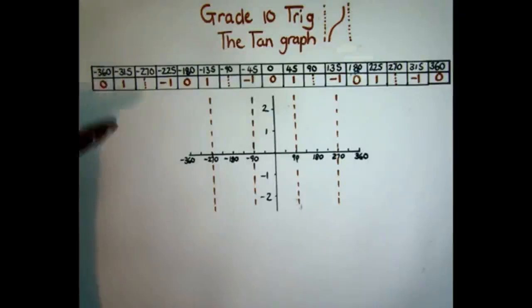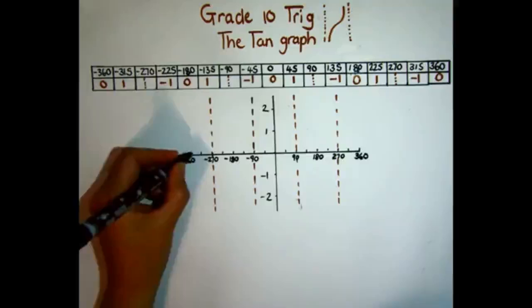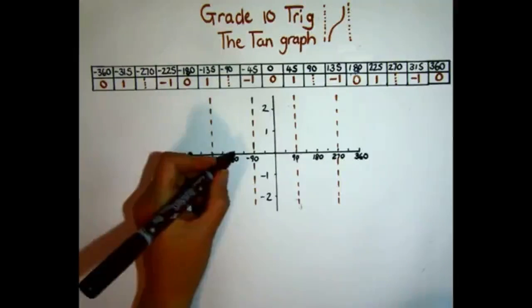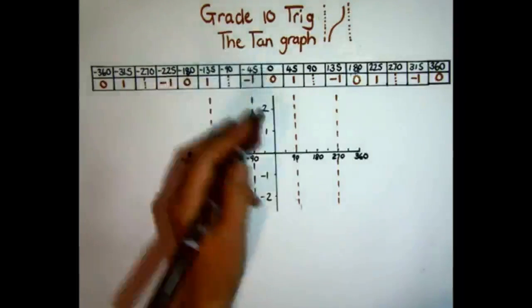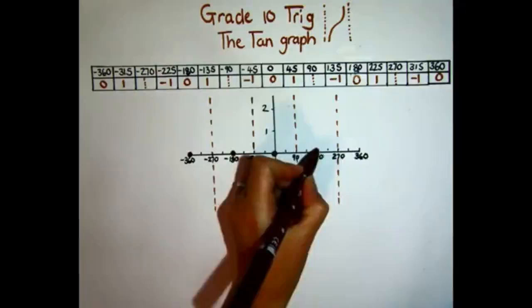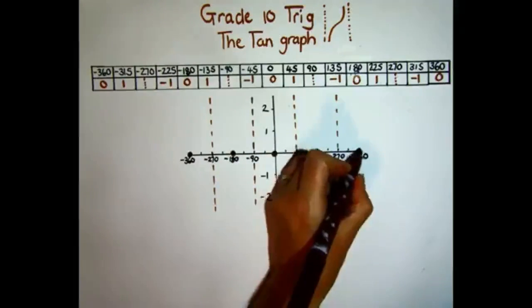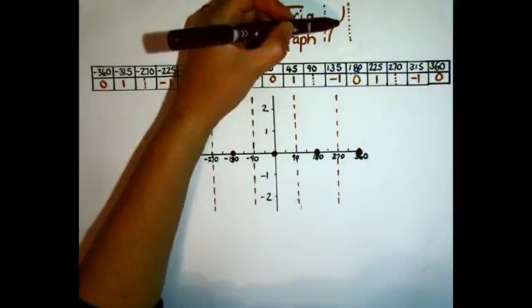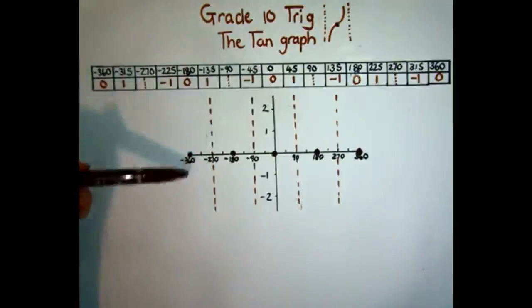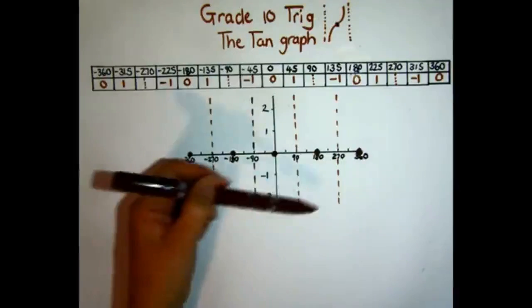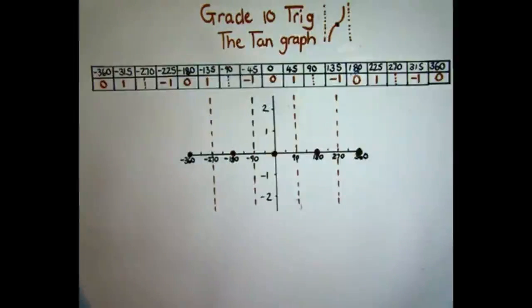On negative 360 it's a 0, and I'm just going to plot all the zeros so you can see where it goes. Negative 180 is a 0, on 0 it's a 0, then on 180 it's a 0, and on 360 it's a 0. I just want you to see the pattern. So you can see that it's going to be there. I'm going to have something that goes like that, it's going to cross over, and there's going to be some little tails at the bottom and the top of the water slides.